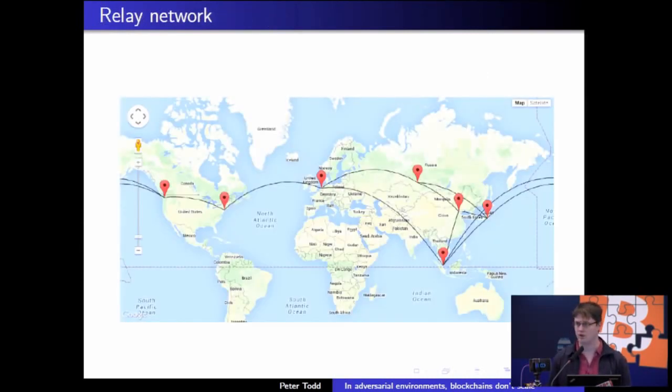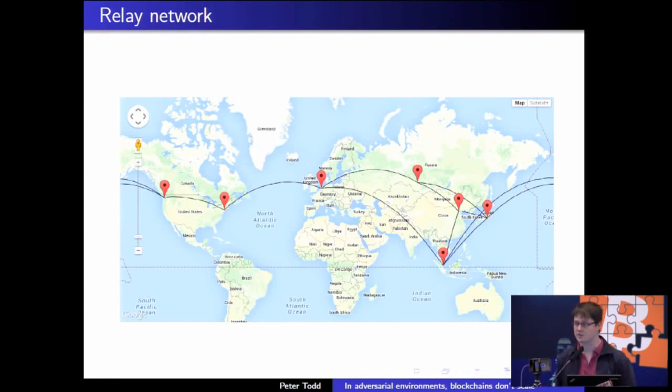We've done a lot of work here. Matt Corallo's relay network is a great example, where we use compression techniques to compress blocks and pre-propagate the data and the transactions. When a block's actually found, rather than sending the whole block, you simply send a list saying the block contains this transaction, this transaction, this transaction, and very quickly distribute everything.